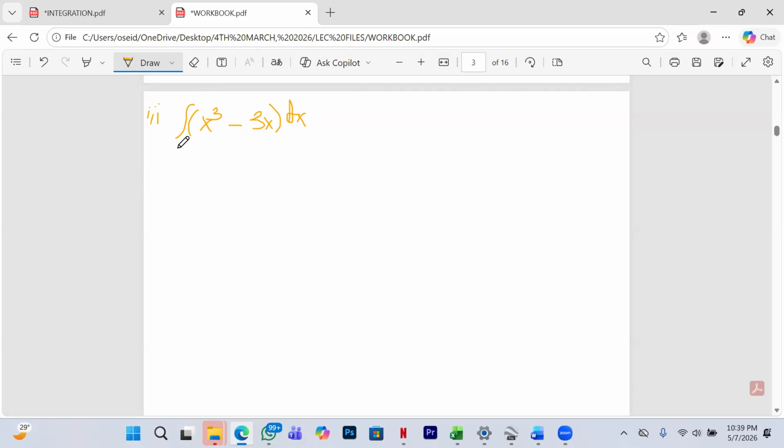So we say we have 1 over 4 x power 4, minus, this one has a coefficient, so 3 over 2, because here the power is 1 and we've added 1, making it 2, x squared, plus k.